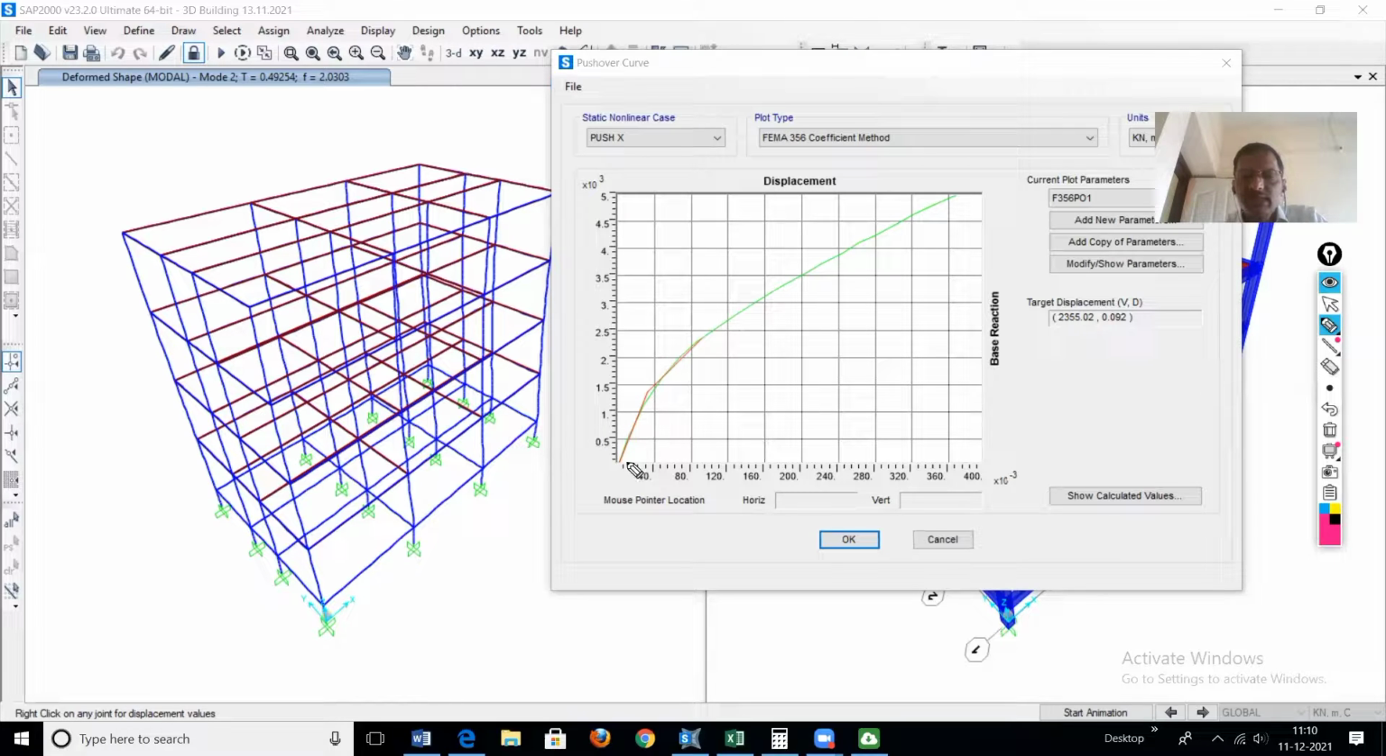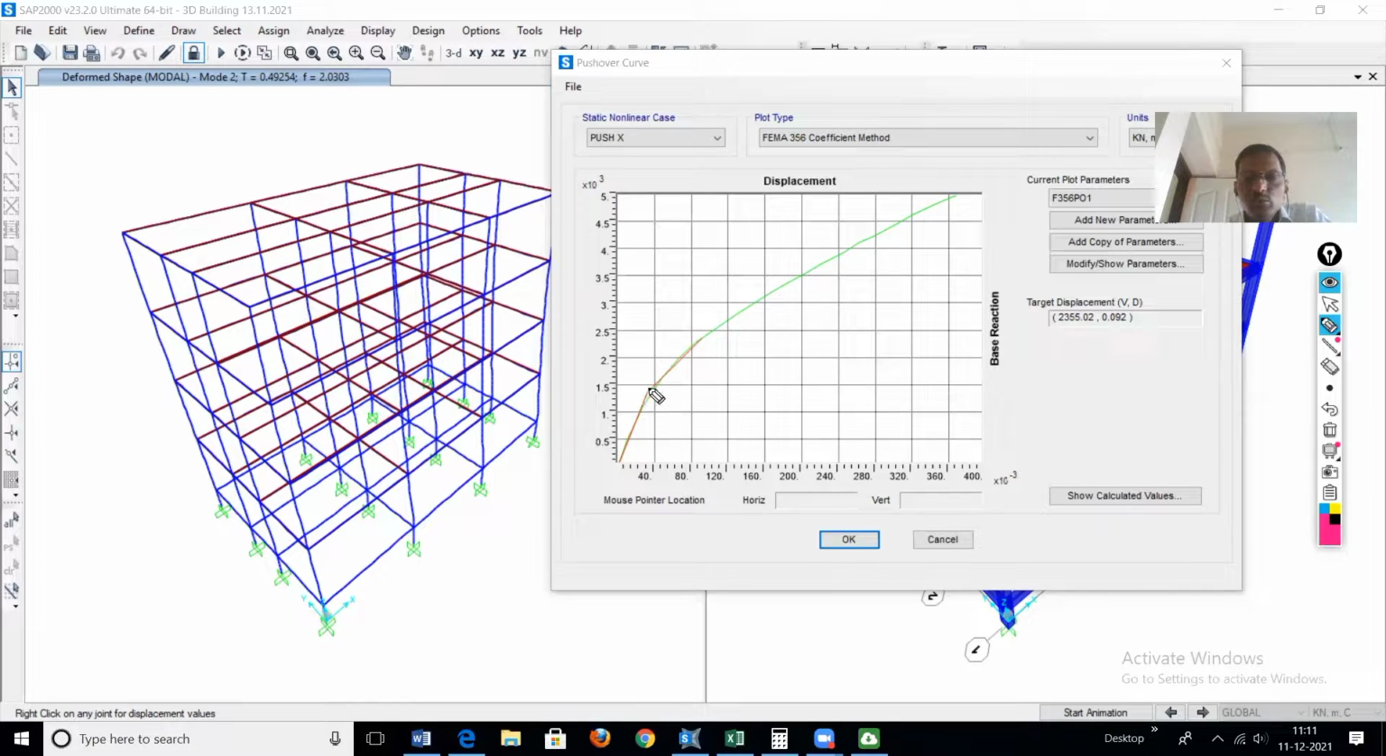Okay, so this is the complete Pushover curve, and now it is divided into the bilinear curve. The Pushover curve is divided into a bilinear curve. It is not a capacity spectrum; the capacity spectrum axes are the SA axis and the SD axis. Here, this Pushover curve is just converted into a bilinear curve.